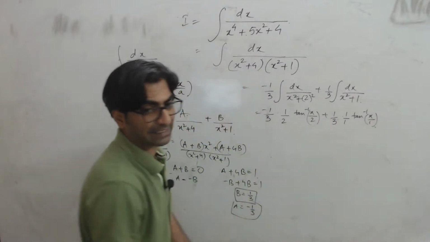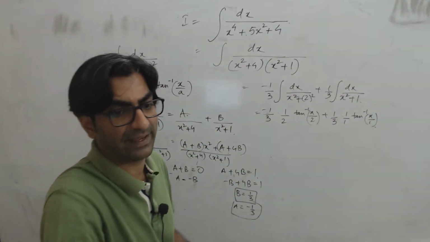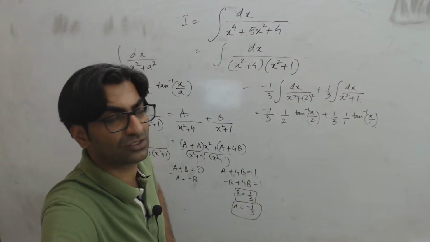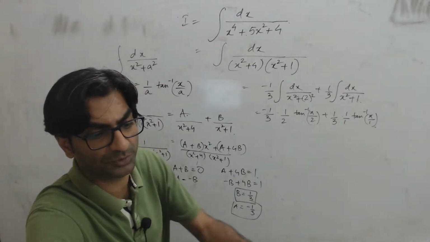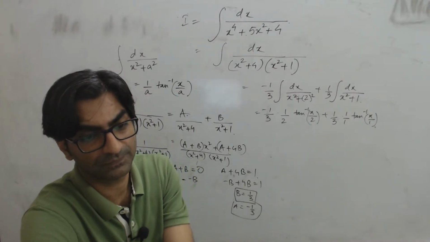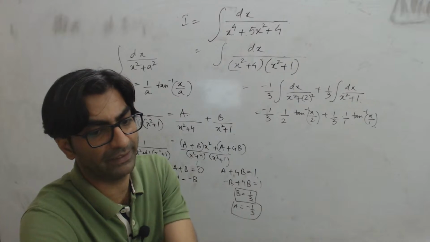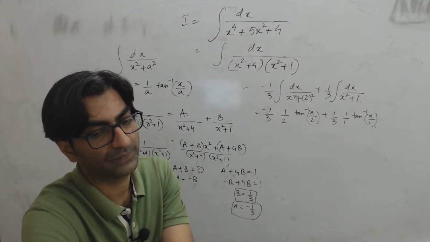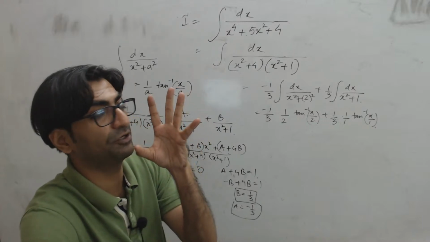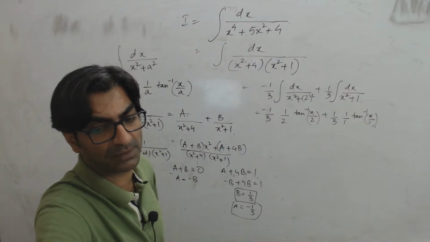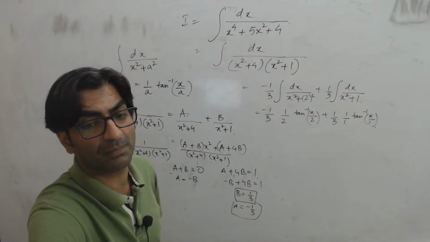So tan inverse x. Is that there in the option choices? 1/3 of tan inverse x minus 1/6 of tan inverse x by 2. Is that there in the option choices? Take a quick look. Indeed, that's option D. So remember partial fractions. Whenever you have multiple terms containing x square plus a square, you must remember partial fractions.